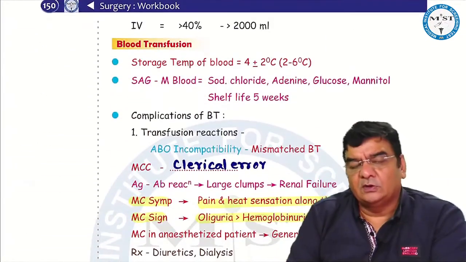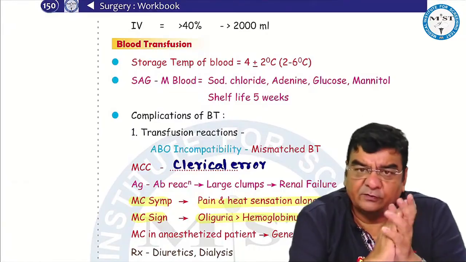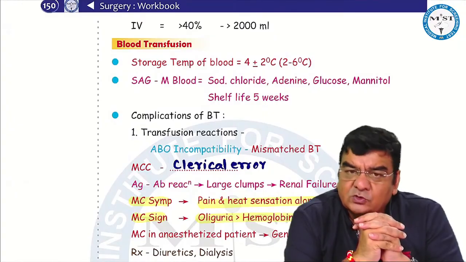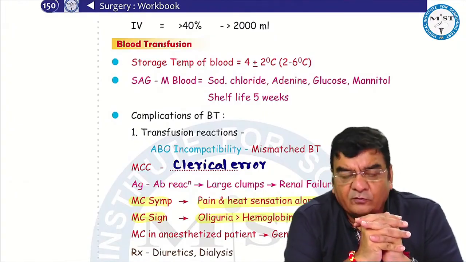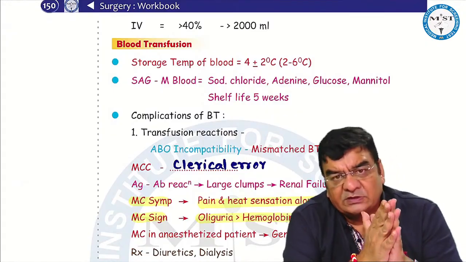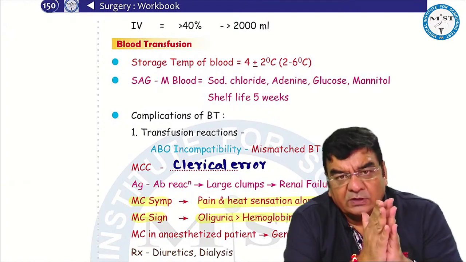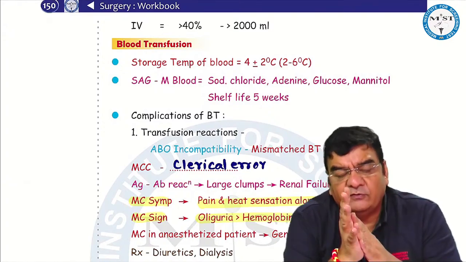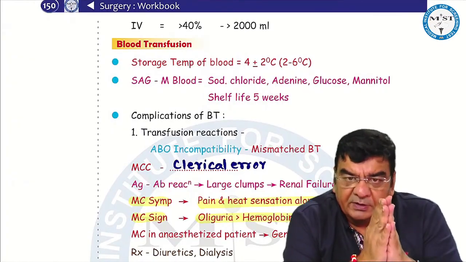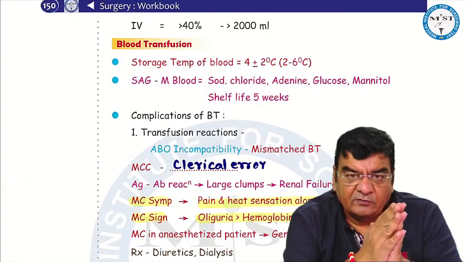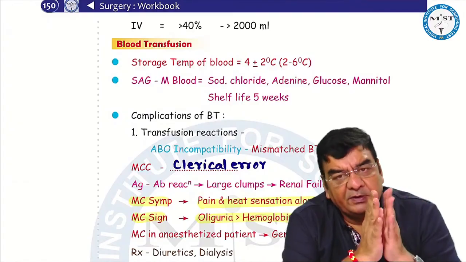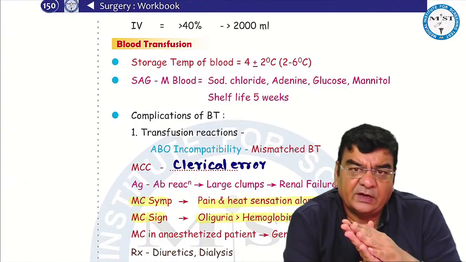The best or the ideal replacement for blood loss is blood transfusion. When we are taking the blood from the donor, it is stored in the refrigerator. Whole blood is stored at 4 plus or minus 2 degrees centigrade. The anticoagulant commonly used now is SAGM: sodium chloride, adenine, glucose, and mannitol. This increases the shelf life or viability of the cells to 5 weeks. Earlier we were using CPD and CPDA, CPD being citrate phosphate dextrose, that had a shelf life of 21 days, CPDA 28 days, SAGM 35 days.